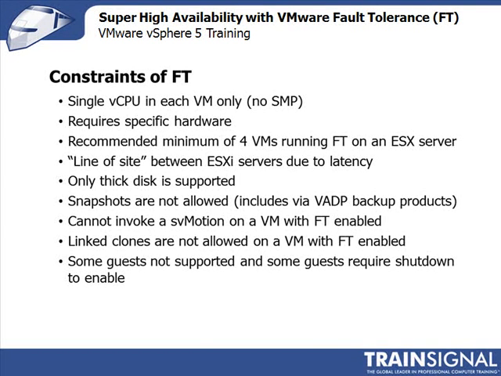The constraints are, with fault tolerance, it only supports a single vCPU in each virtual machine. In other words, no symmetric multiprocessing of your vCPUs is allowed on virtual machines being enabled for fault tolerance. Of course, fault tolerance requires a specific version of the virtual hardware, and there's a recommended minimum of no more than 4 virtual machines running fault tolerance on each ESXi server. And because fault tolerance is sending those changes to the CPU and memory across the network, they recommend that you have a line of sight between the ESXi servers due to latency.